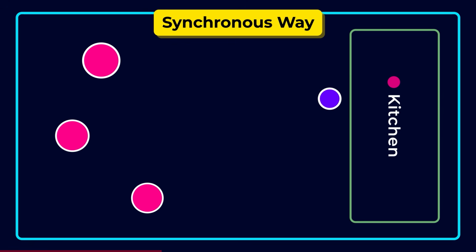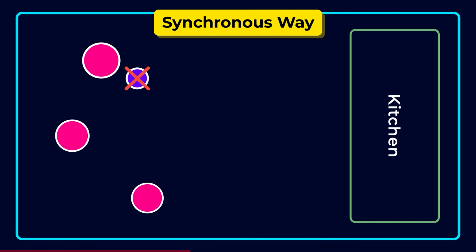Suppose it takes 10 minutes. So our waiter will wait there for 10 minutes in the kitchen, and after that, deliver that pizza to table 1. Now at that time, customers on other tables have to sit because our waiter is blocked for 10 minutes. This is called blocking or the synchronous way.